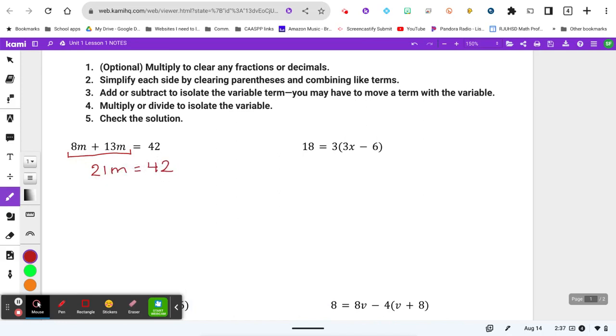Then we have no addition, subtraction. We're going to go straight to multiplication, division. This is being multiplied, so we are going to do the opposite and divide both sides by 21. Sorry, tongue-tied today. So we get 2.